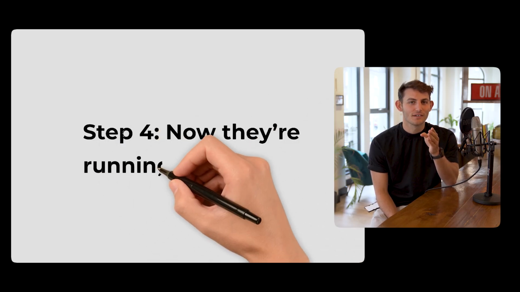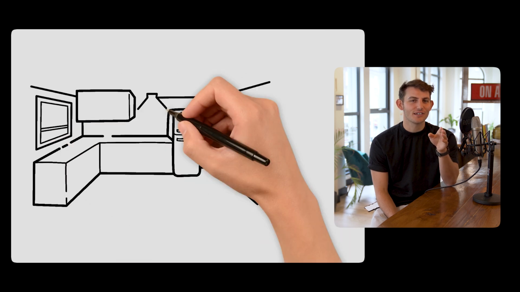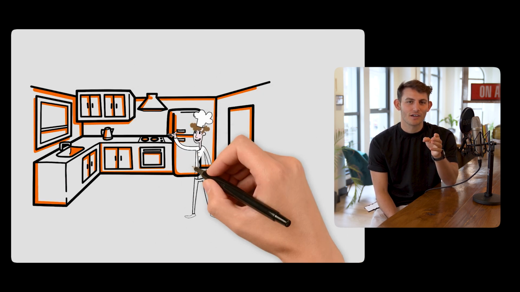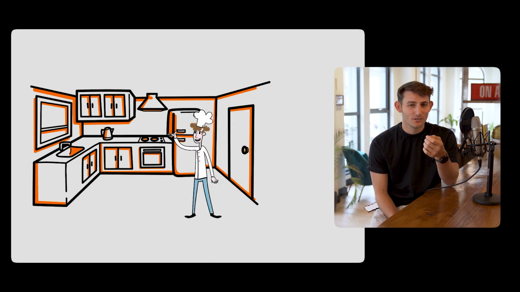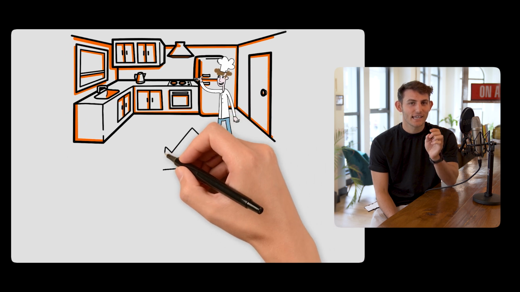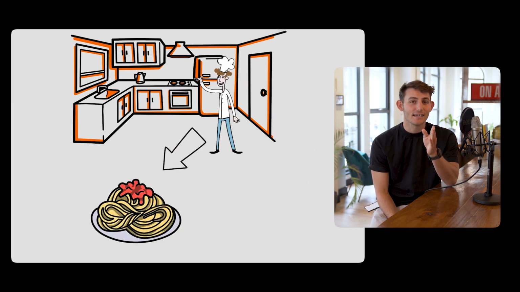Now, step four. Now they're running the kitchen. They check the fridge, plan the meal, fix problems on the fly. If they're out of garlic, they order more. They'll know the goal is dinner, and they'll figure out how to get there. That is an agent. Sounds super cool and very intuitive.